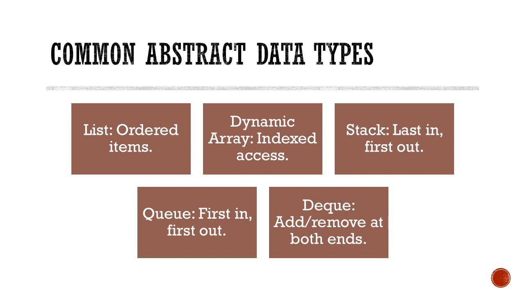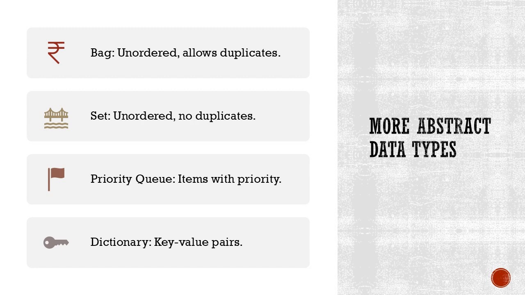The queue is like a line. First item in is the first item out. The deque lets you insert or remove items from both the front and the back. A bag is used when you want to store items but do not care about the order and allow duplicates. A set is similar but only stores unique items, no duplicates allowed. A priority queue gives each item a priority level. Higher priority items are handled first.